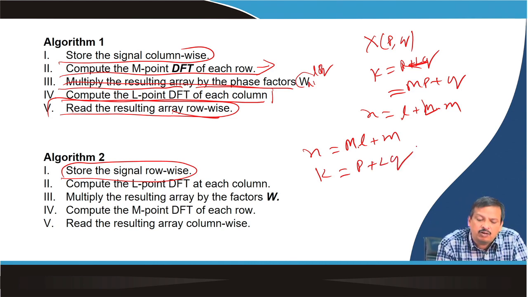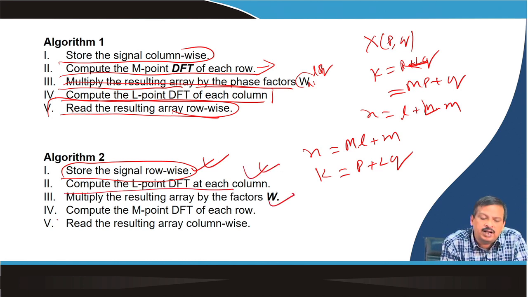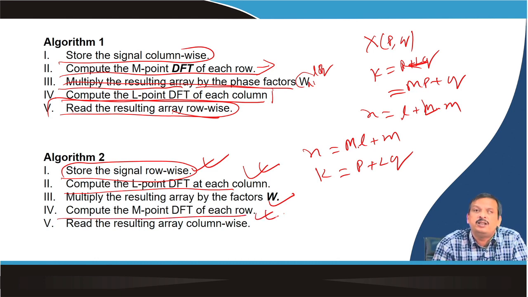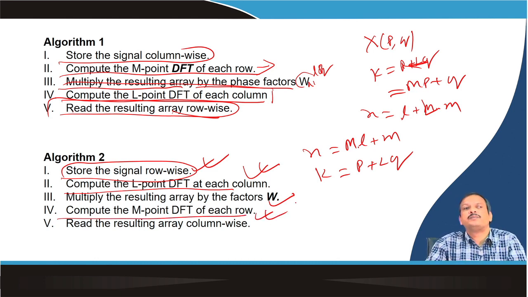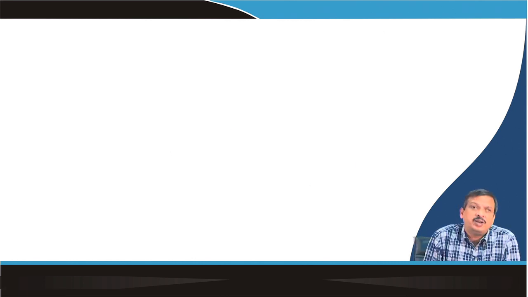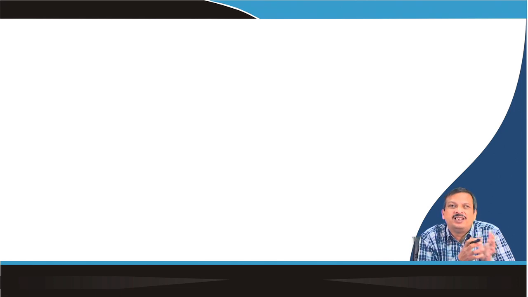Store the signal row wise, compute the DFT column wise, multiply by W and compute the m point DFT row wise, and read the result column wise. So both are possible. Let's give an example for your better understanding.